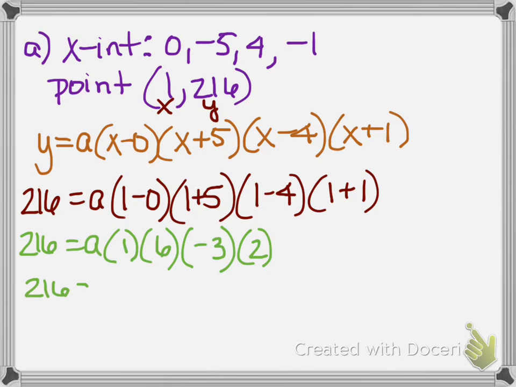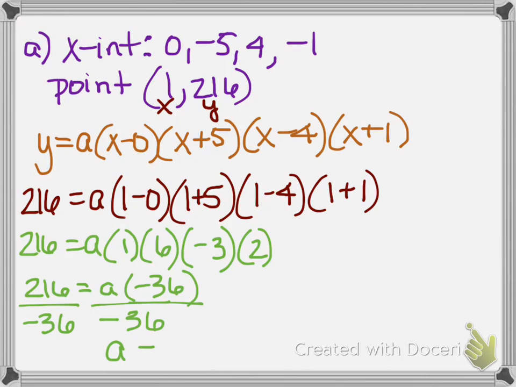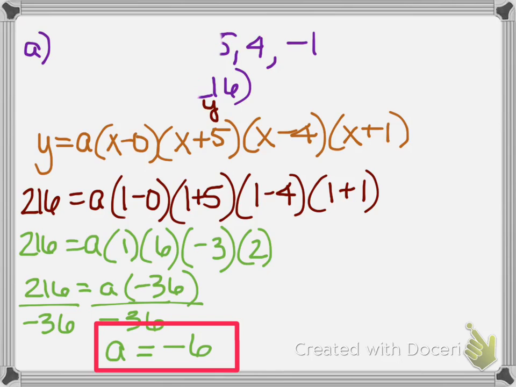So I have 216 equals a times -36. Divide both sides by -36 to find out that a is equal to -6. So I'm going to take that answer and put it into my original equation to get my final answer. So let me erase what I got going on up here. So that was the original problem.